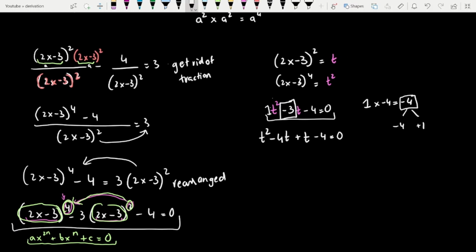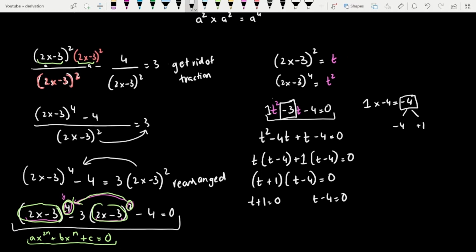Now all I got to do is take common. The first common is t, and then I'm left with t minus 4. And then I can take plus 1 common from over here. So I take plus 1 common and I'm left with t minus 4. All of this is equal to 0. So this is going to be t plus 1 and t minus 4 is equal to 0. So it's t plus 1 equal to 0, and t minus 4 equal to 0. One of the roots is going to be minus 1, the other root is going to be plus 4.